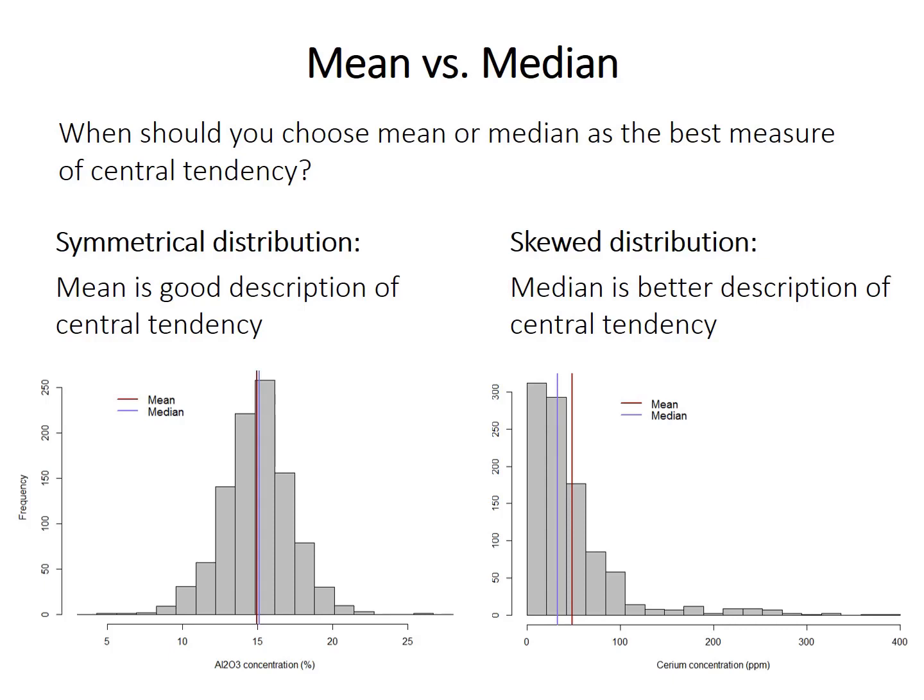And so basically, you should use the mean if your distribution is symmetrical, and you should use the median if your distribution is very skewed. And in the middle is going to be some judgment call where you're going to have to decide.